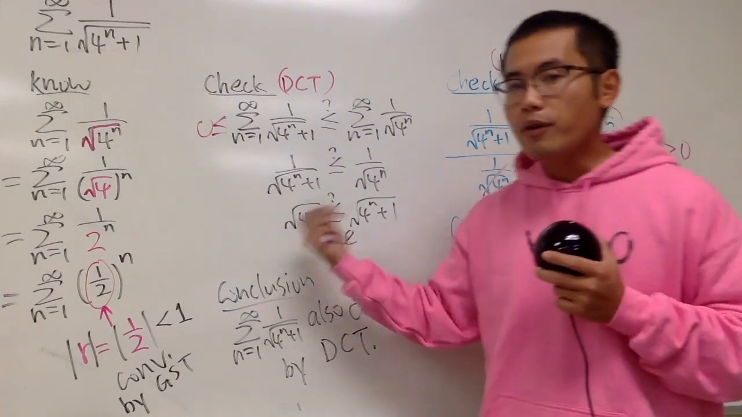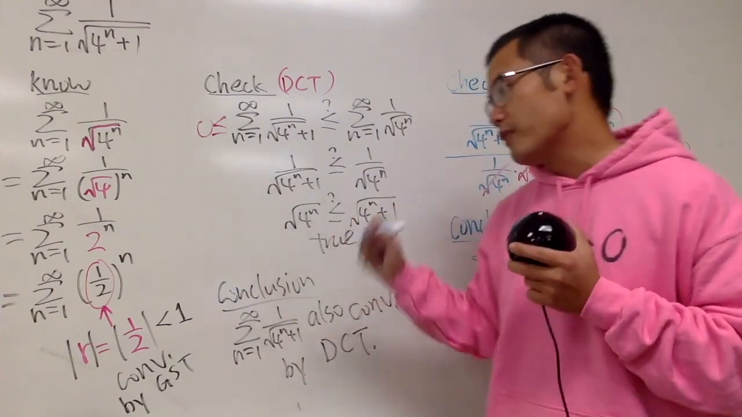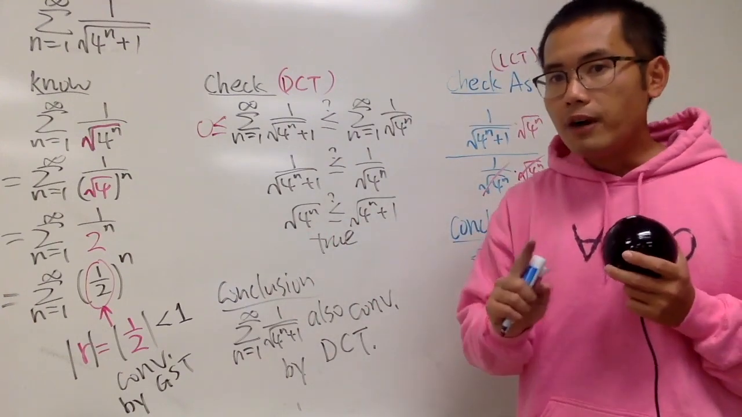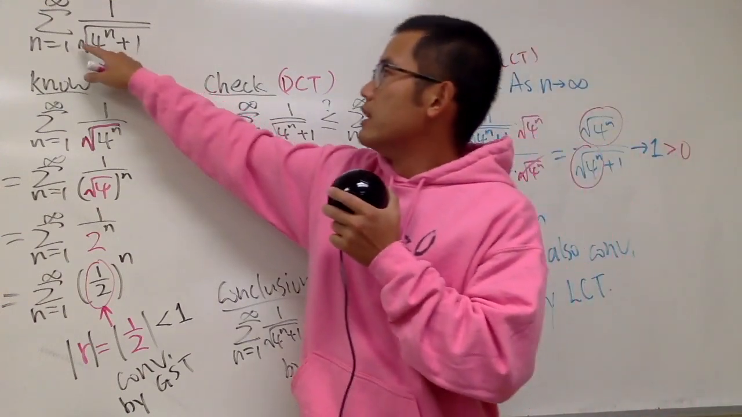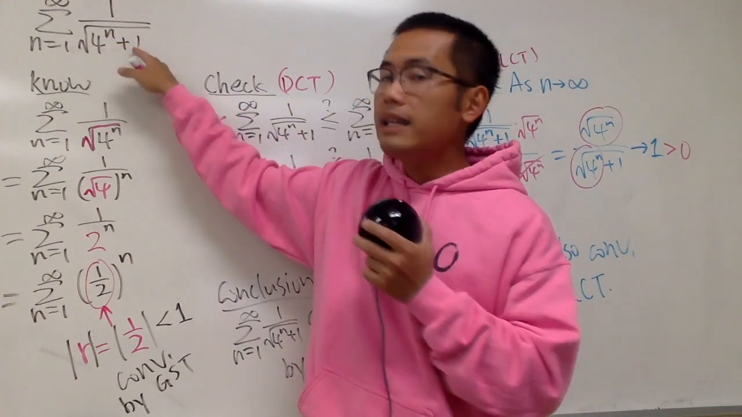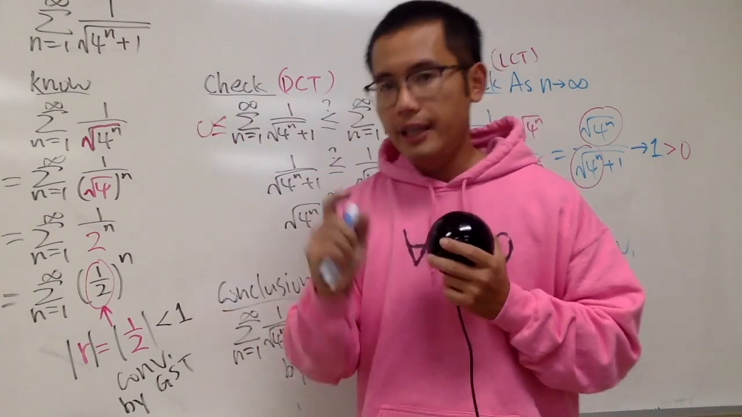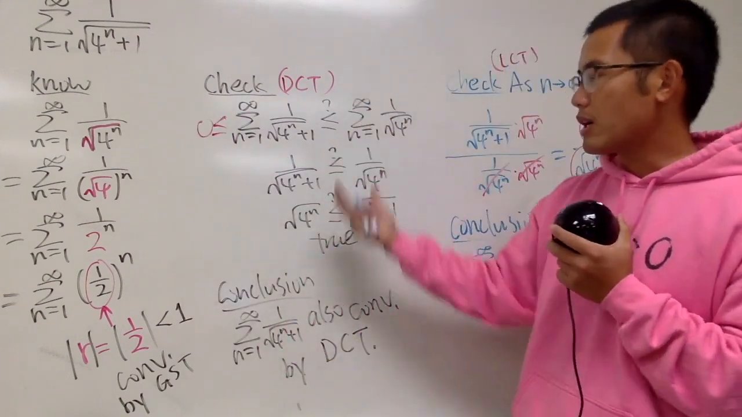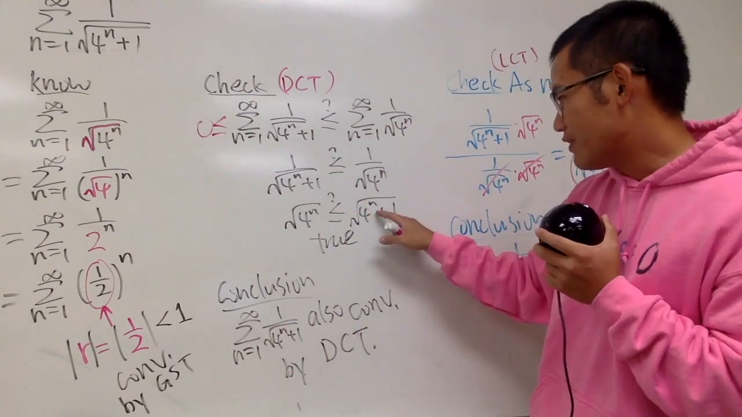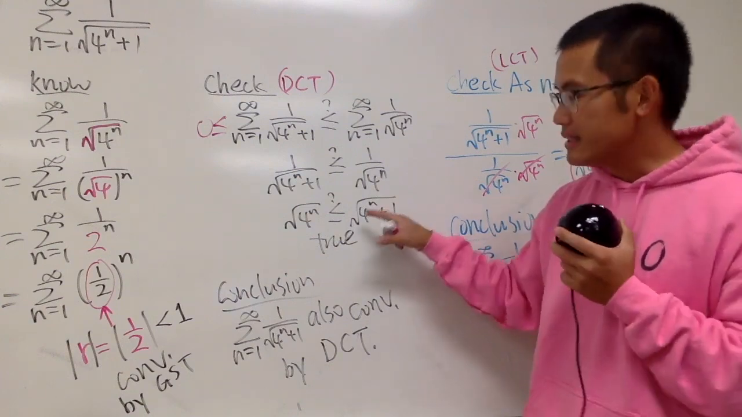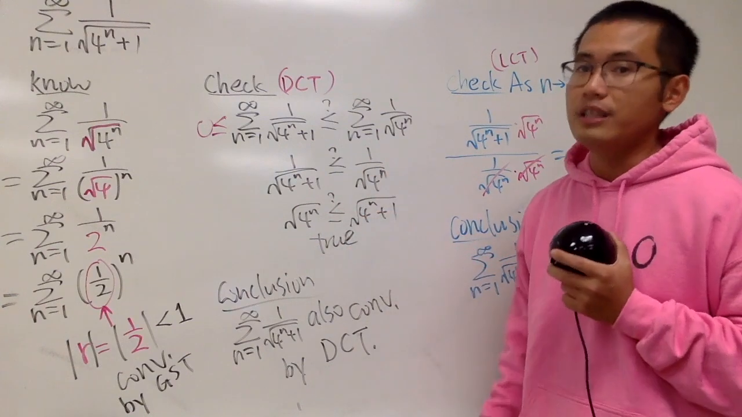Now, look at this. You see that both of them work, right? Both of them work this time. However, imagine that the question was square root of 4 to the n minus 1 on the bottom. In that case, unfortunately, the direct comparison test wouldn't work, because you would have a minus 1 right here, and that inequality is not true anymore.